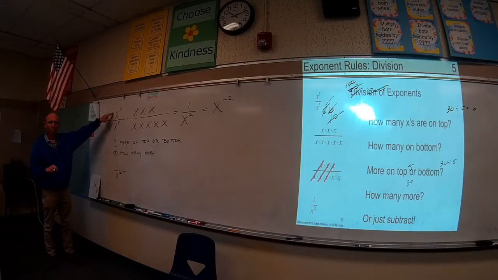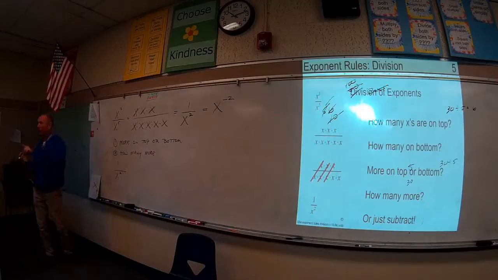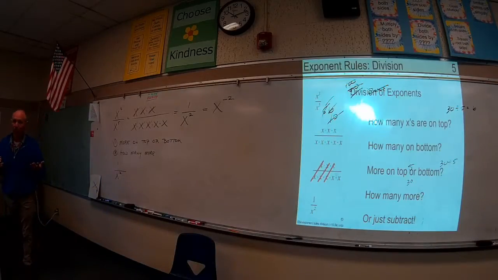There were 3 on top. There were 5 on the bottom. Are there more on the top or the bottom? Bottom. How many more? 2. 1 over x squared, done. I can also write it as a subtraction problem.